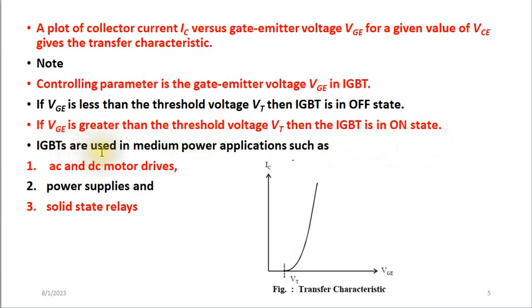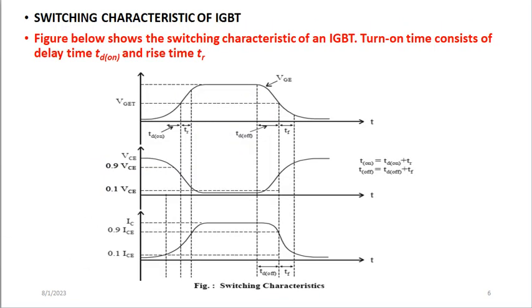And this IGBT is used in applications where we need medium power, such as AC and DC motor drives, power supplies and solid state relays. Of course, we are going to see other applications of the IGBT. Now, the switching characteristic gives us the relationship between the voltage applied between the gate and the emitter, which is the controlling voltage, the output voltage, which is the VCE, the voltage between the emitter and the collector, and the output current, which is the IC.